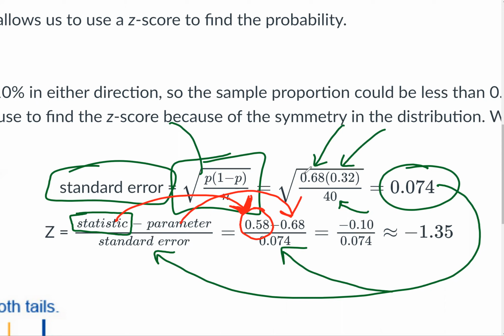Okay, and the numerator, 0.58 minus 0.68, would be negative 0.10, divided by that standard error that we found in this first calculation. If you divide those, you get negative 1.35. Okay, that's what we really need. That's what we're going to look up for our z-score. If we look that up in a table or on some applet or a computer, let's see what we get. I'm going to zoom out so I can see better.